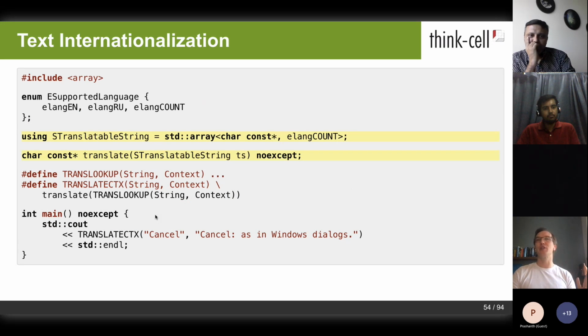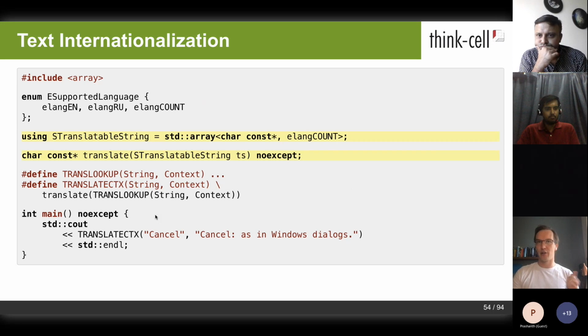Let's say we only support 2 languages, English and Russian. Then a translatable string is an array of those 2 text translations, the English one and the Russian one. And there's a translate function that from this array chooses the correct version depending on our currently set UI language. So that step always has to happen at runtime, but it's simply a lookup into that array. That's the easy step.